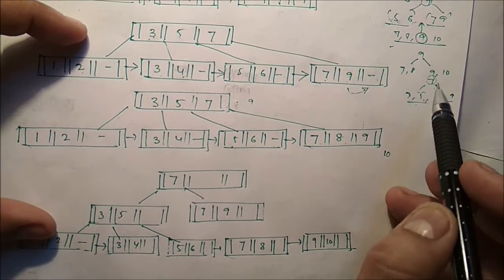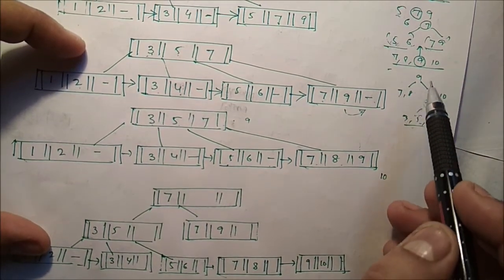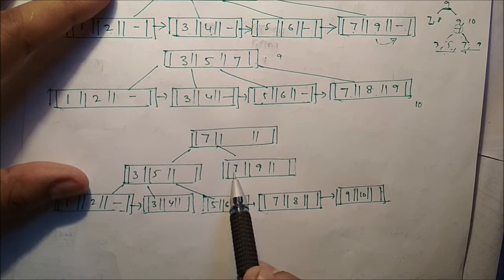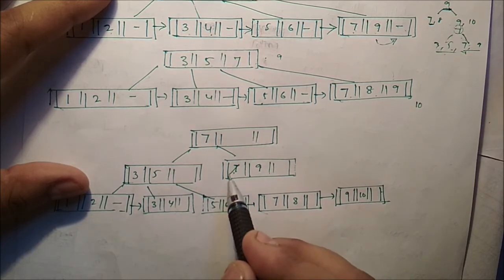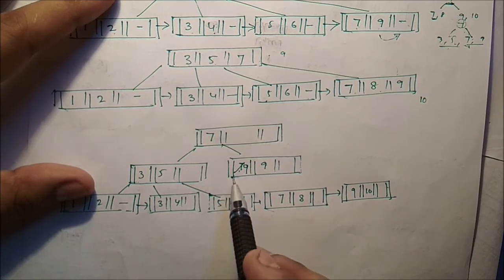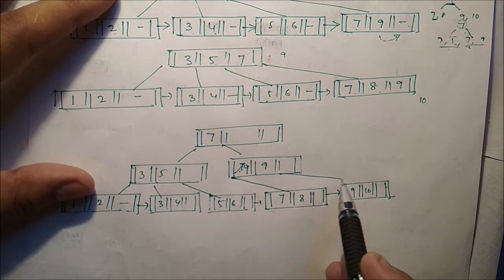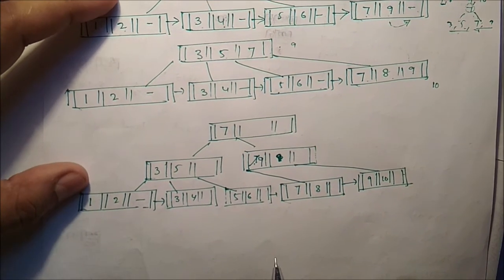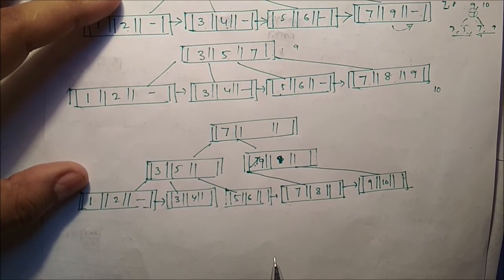But who will be the root? Who will be the root here? 9 will be the root, not the 7. So here root will be the 9, not the 7. So here we have to remove 7 here, and here we have to keep 9. Are you getting this one? So you have to connect this one and this one, and this 9 should not be present. Are you getting this one?